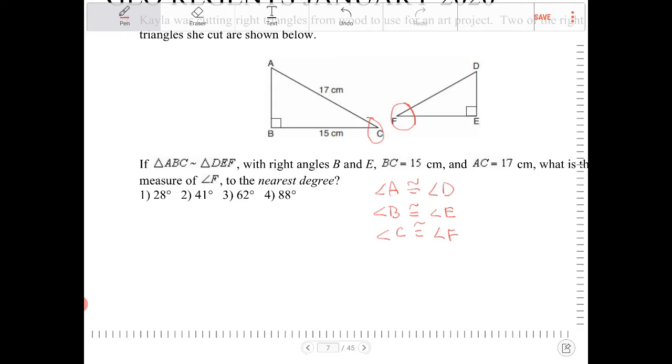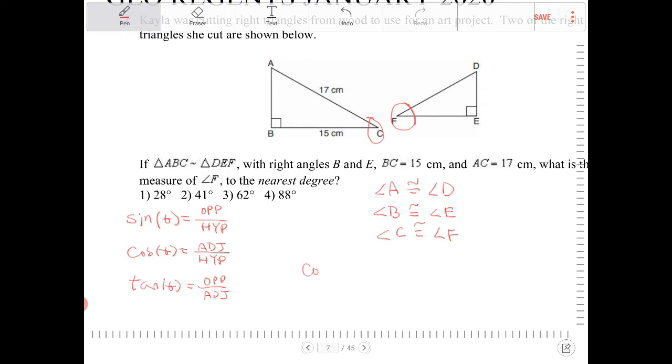So what I can do, understanding a little bit of trigonometry, is this: sine of an angle is opposite over hypotenuse. Cosine of an angle is adjacent over hypotenuse. And tangent of an angle is opposite over adjacent. So in this case, which of these trigonometric ratios am I going to be using? Because I'm given BC and that's adjacent to angle C, which is the angle that I'm trying to solve for, I'm going to be using cosine.